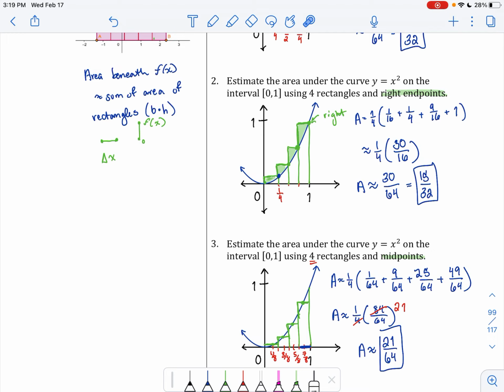And we will eventually learn how to tell if that is an overestimate or an underestimate. For right now, practice finding the area with these rectangles.